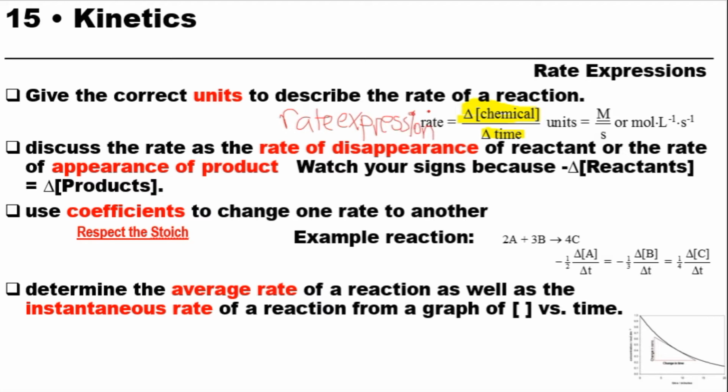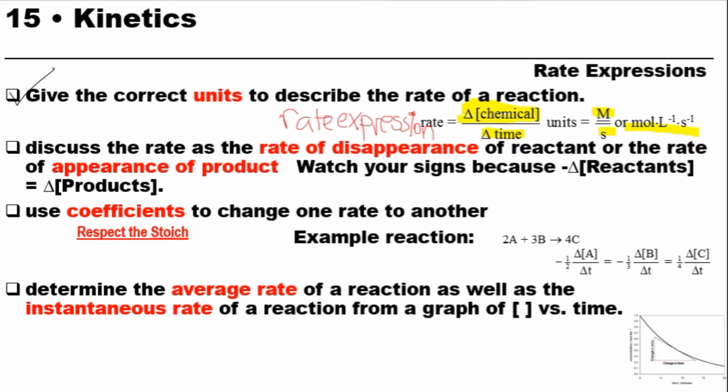Right? And the rate expression is the rate is equal to the change of the chemical concentration over the change in time. And the units that we use for that is always going to be molarity, so big M, over seconds, little s, or you can also write it as moles per liter per second. Those mean the exact same things. So the correct units have to be used to describe the rate of reactions.